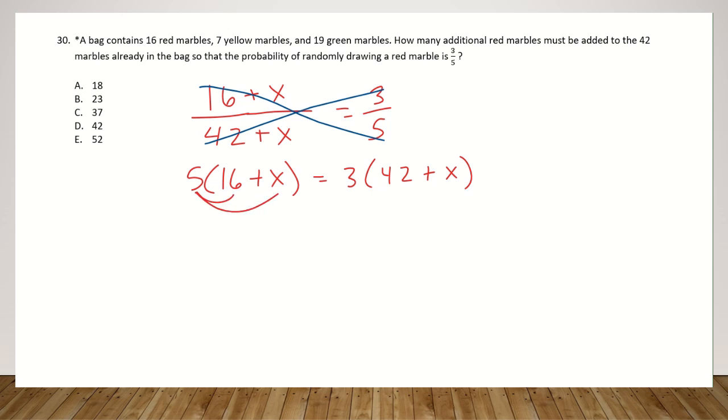Okay? So we get 80 plus 5x equals 126 plus 3x. Okay? Now we need to get our x's all together and on one side. So let's subtract 3x off both sides.